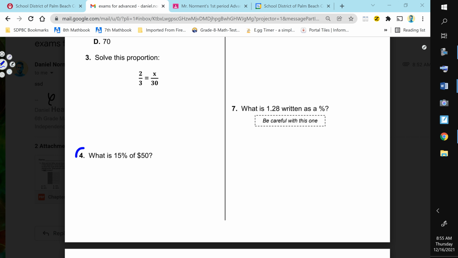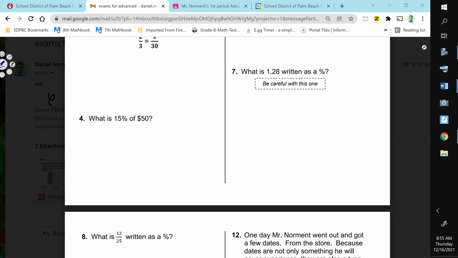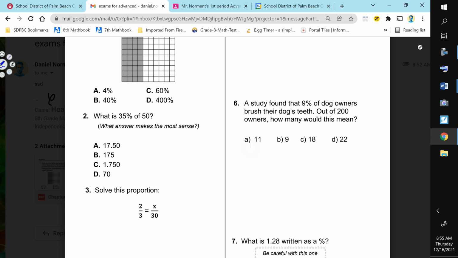Number four, 15% of 50. Convert this to a decimal, and then multiply times 50. That should be all the help that you need, okay? Convert that to a decimal, multiply times 50. Because you're finding the percent of a number.